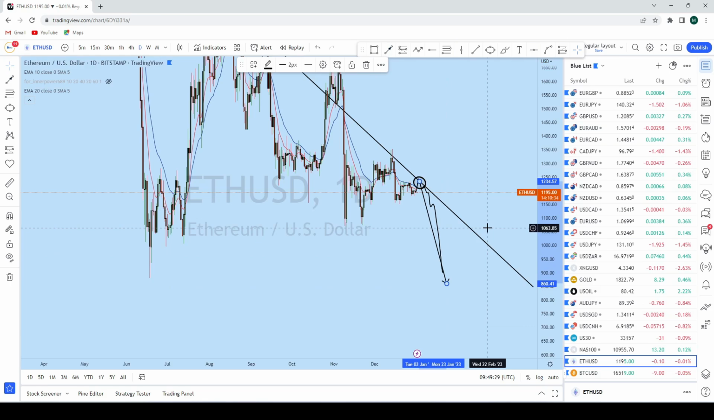trade setup. Now these are the currencies, cryptocurrencies and indices that we'll be looking to trade next week, guys and girls.